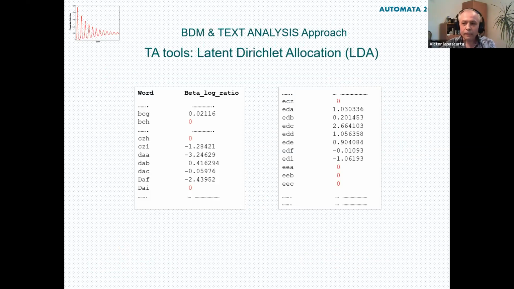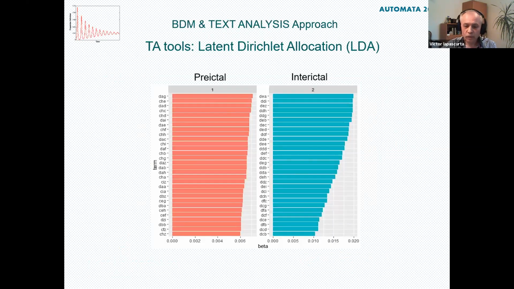And finally, the clip will look like on the screen. For every clip, we will have such a matrix where we have a column with words, unique BDM values, and a beta log ratio, and the words that will be missing will be denoted with 0. Here is how the distribution of such words will look like in case of 30 top words in a topic, 1 or 2, preictal or interictal.